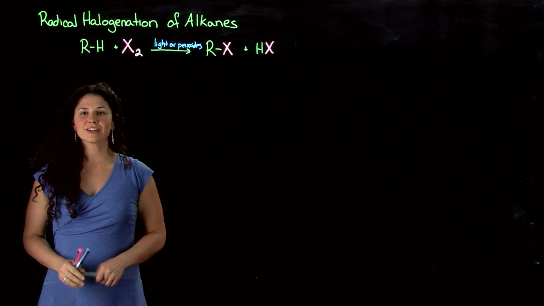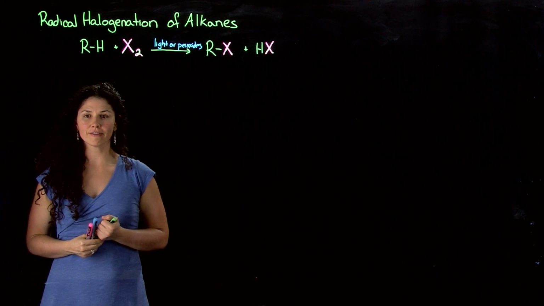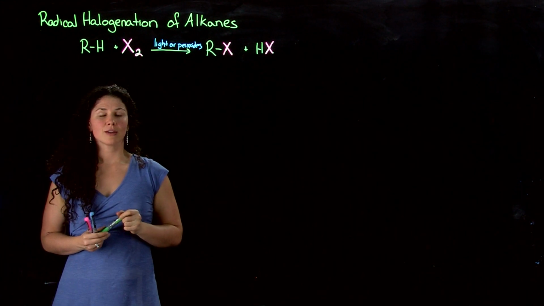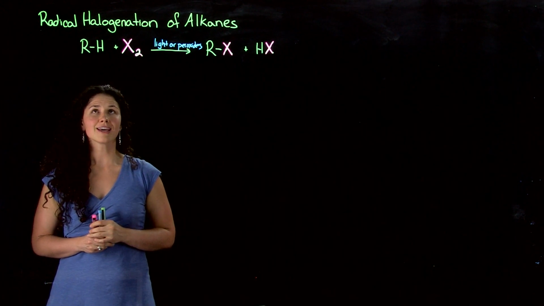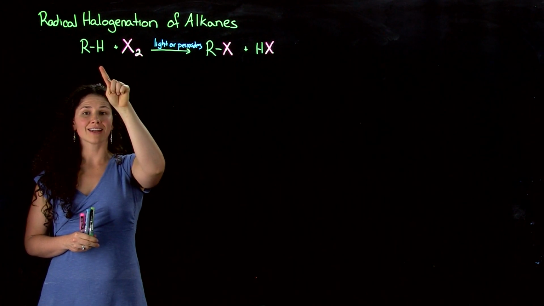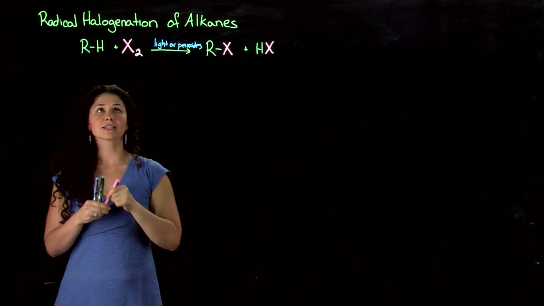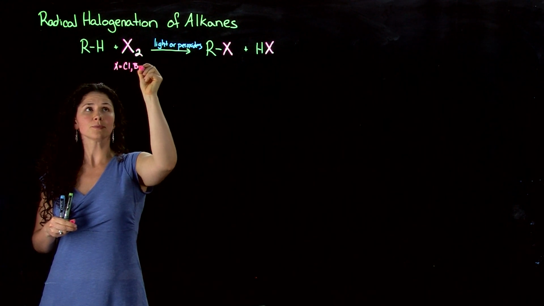Hi, this video is a brief summary of what we talked about regarding radical halogenation of alkanes. This is a different type of mechanism than we talked about for conversion of alcohols to alkyl halides. In this case, we're going to take an alkane and convert it to an alkyl halide by adding X2, where X is either chlorine or bromine.